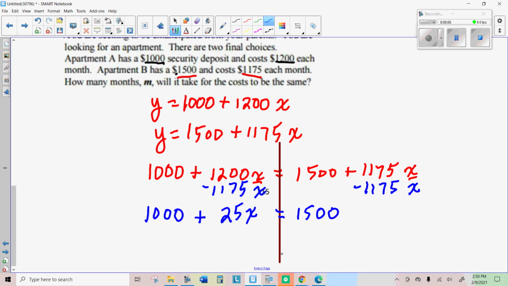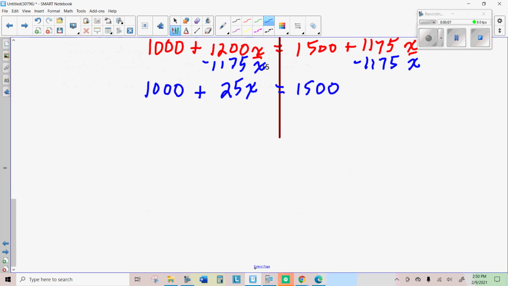Okay, now the rest of it is just solving the way you always solve it, because now we have x on one side, and so we can just take away 1,000 here. Remember, we're trying to get x all by itself. In the end, whatever you do to one side, do to the other. That gives me 500. And actually, this 500 is the security deposit difference.